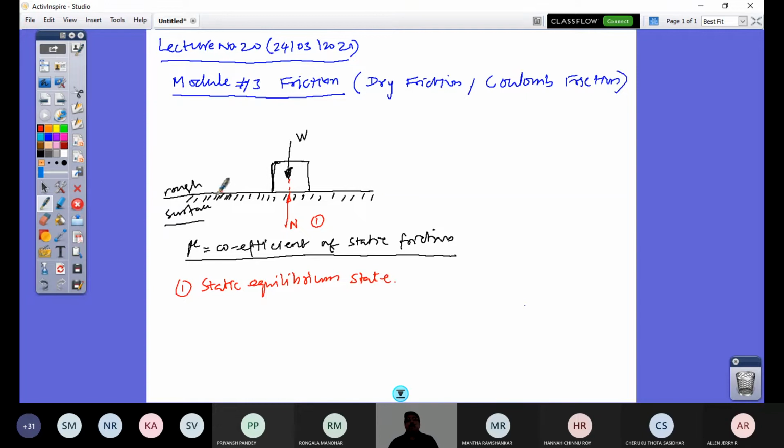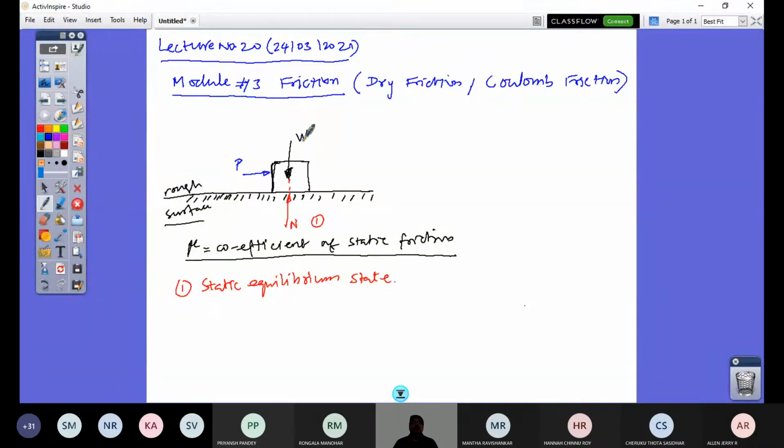Right? Now I'm going to push this with a certain load. So I apply some force P and I try to push this. I see that there is no change in this state. It is still staying there. So what would happen? Why is it so?